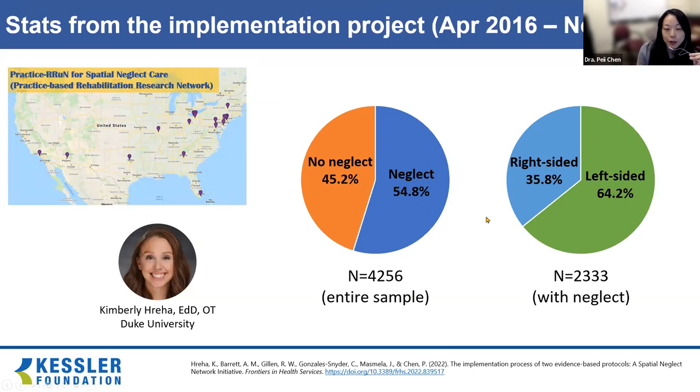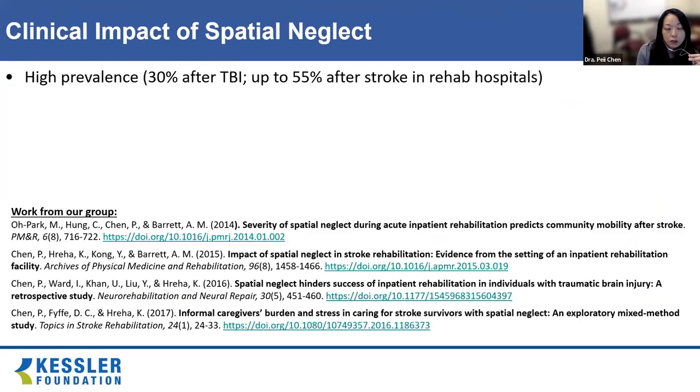Anyway, what I want to show is that spatial neglect is very prevalent in rehab hospital settings. More than half of them have spatial neglect. And again, consistent with what I just showed you, more patients have left-sided neglect and fewer have right-sided neglect. But 35% is not rare. It's quite common as well. So I hope I convinced you there is a high prevalence of spatial neglect after stroke and also after TBI.